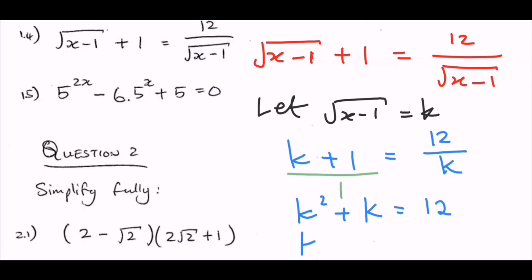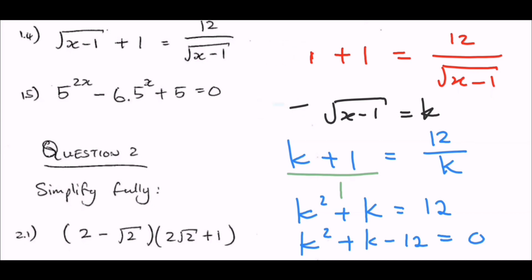I guess this is also a trinomial now. We can factorize this trinomial in order to solve k. And once we have k, like in the previous question, we'll be able to find out what x is. So go ahead now and solve k here. I want you to factorize the trinomial. K equals -4 or k equals 3.